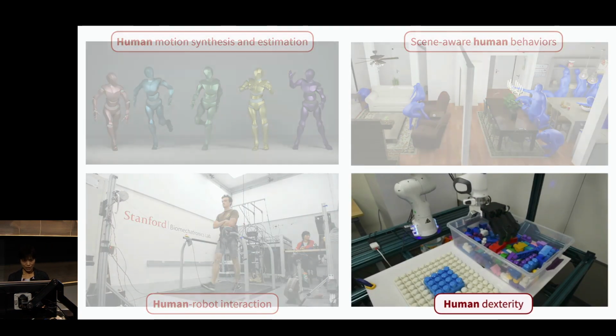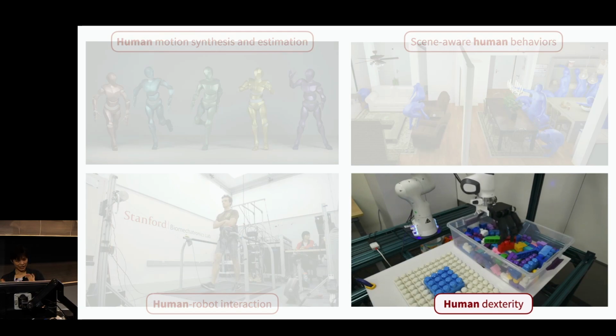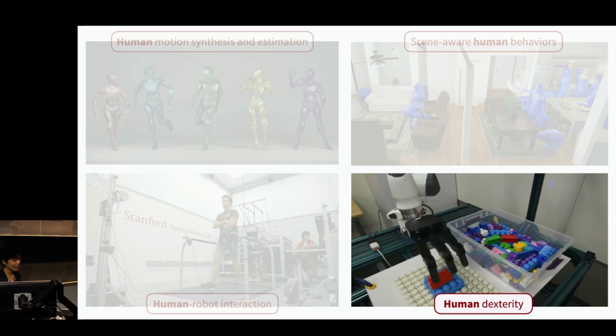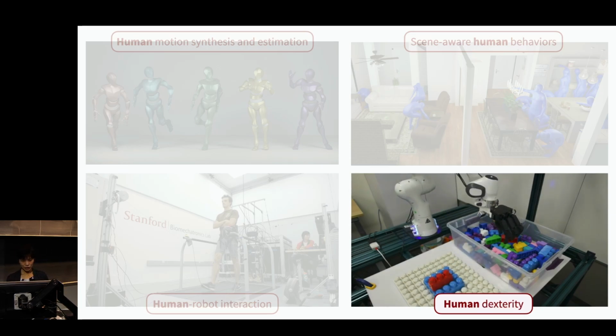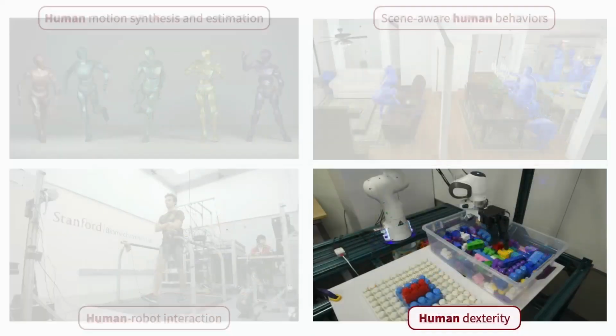Okay, that's what I want to talk about today related to human motion. In the remaining of the talk, I want to quickly talk about what we did to create human-level dexterity for robots.